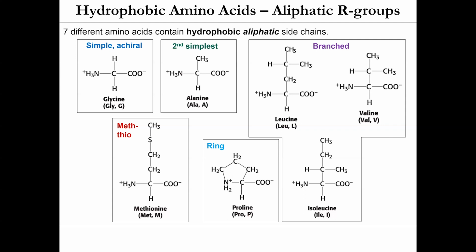Then we have methionine, which literally it's a methyl group. So that, and it has sort of an interesting structure. So that should help remember it. And then we have proline, which has this interesting ring structure that you don't find in any of the other amino acids. So those are the 7 different amino acids containing hydrophobic aliphatic side chains.